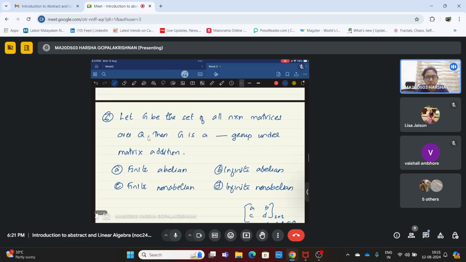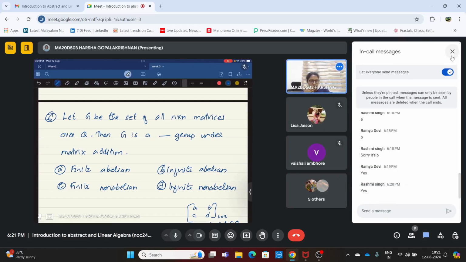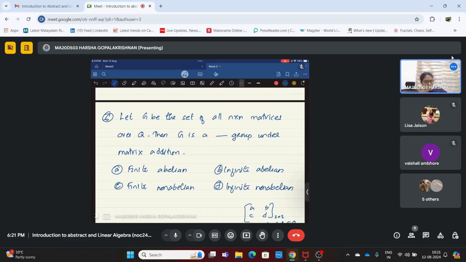G is the set of all n by n matrices over Q. Then the question is whether G is finite or infinite. Similarly, abelian or non-abelian. Can anyone tell? First, you can check whether it is finite or infinite. Okay, it's infinite. And what about abelian or non-abelian?